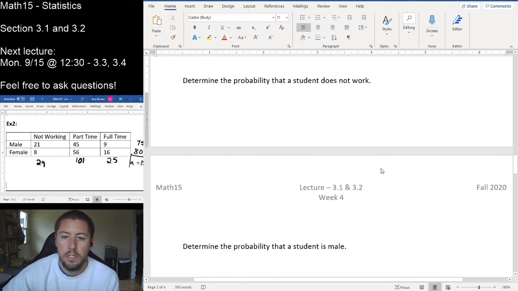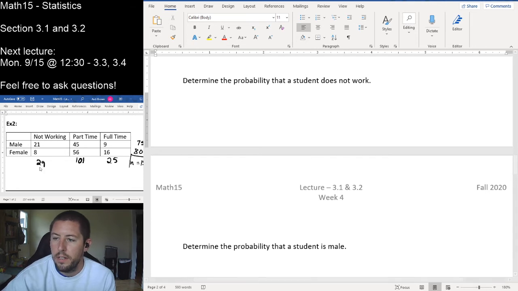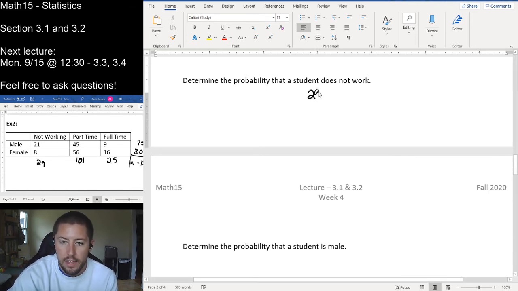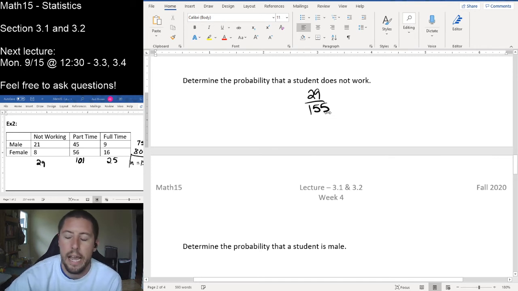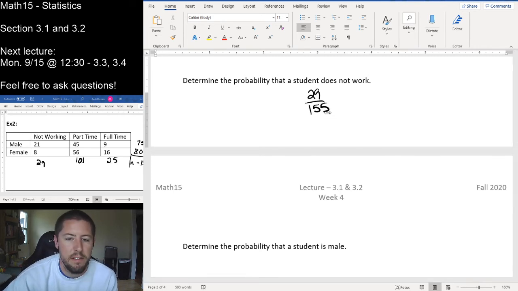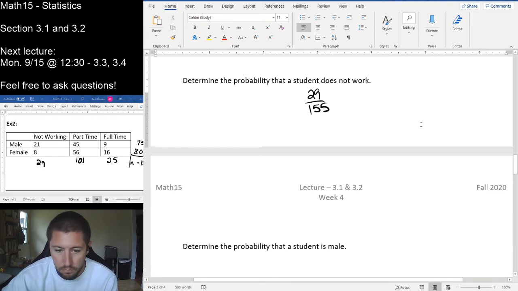So first things first, determine the probability that a student does not work. Well, what I can do here is say the not working students. There are 29 total students that don't work out of 155. I could just directly state that right there. I'm not too worried about reducing this down to a percentage. 29 students out of the 155 polled don't work. I've extracted that from a marginal distribution value and the total sample size that we computed.